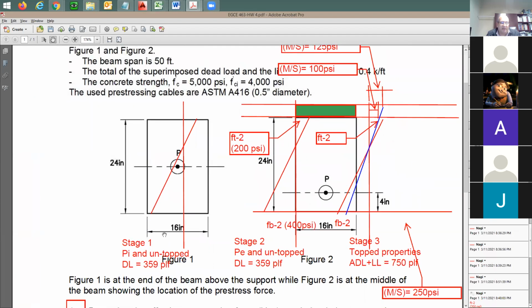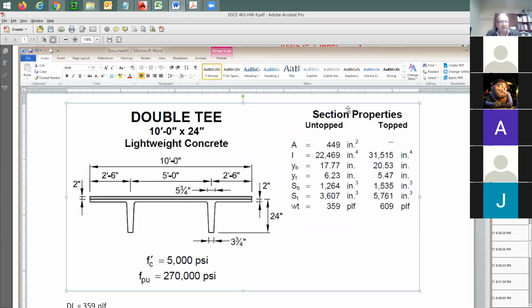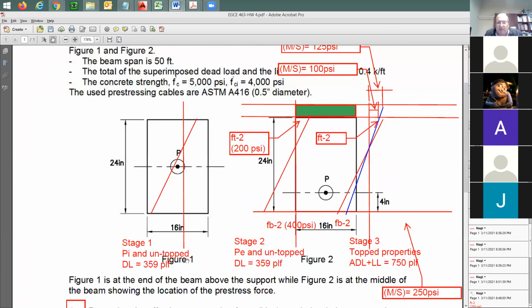So it's going to be based on the top properties. It says here very clearly, stage 1 at fabrication, at the factory, you have Pi, and then you have the on-top properties. And the weight is going to be the 359 according to this simple example that we are given, right? So are we good about stage 1 to everyone here listening to us? Yes or no? 100%. I need to have a response from everybody, please.